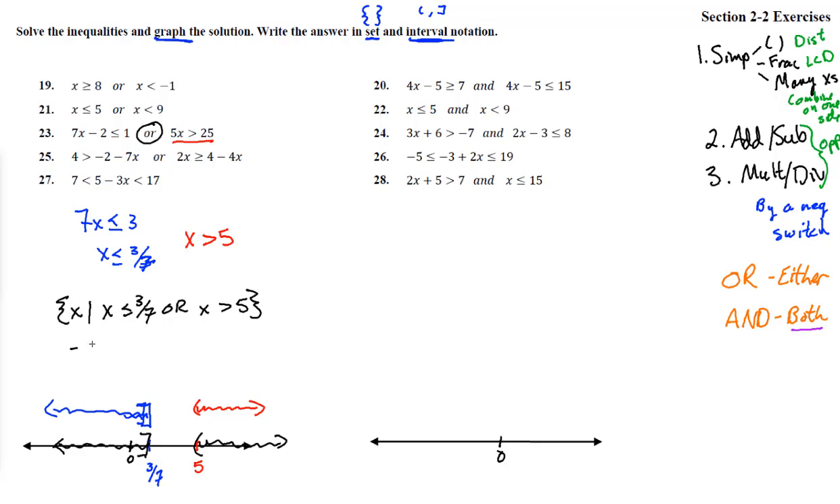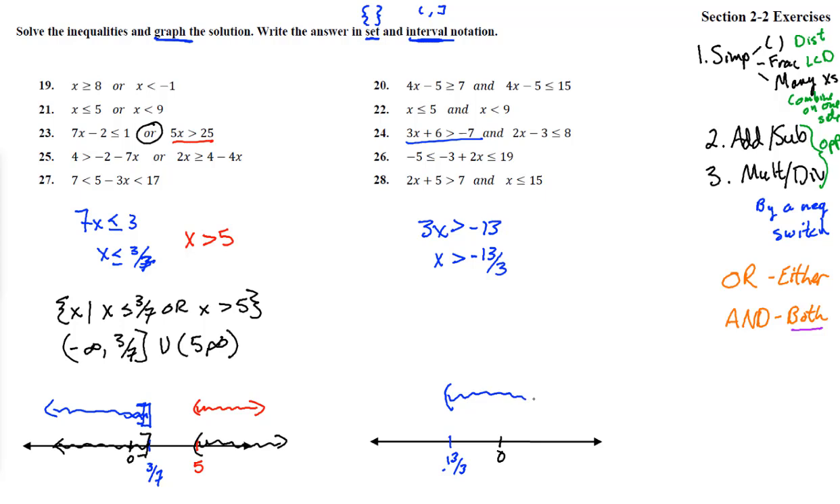And interval notation is from negative infinity to 3/7 with a bracket. Union, that's that u again, 5 to infinity. Good deal. Jump over to number 24. Here we have 3x plus 6 is greater than or equal to negative 7. So that is 3x greater than, not greater than or equal to, just greater than negative 13. Divide by 3, and we have x greater than negative 13/3. So there's negative 13/3. And we are going this direction, with parentheses right there.